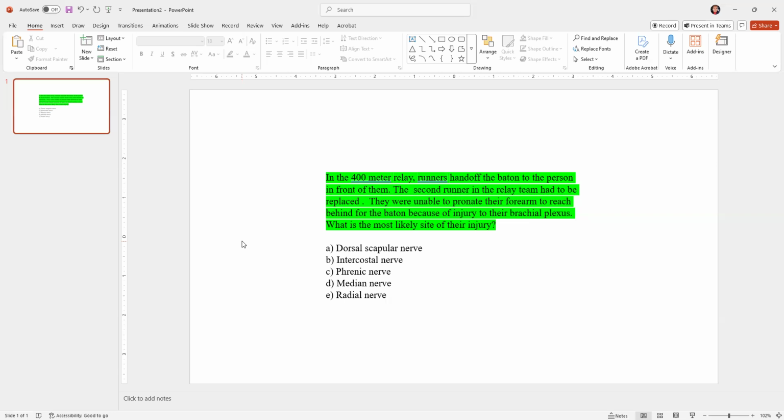E supplies your diaphragm. So that's out. So A, B, and C are out. If you know where pronation is taking place, it's between your radius and your ulna, not in your scapula, not in your diaphragm, not in the intercostal space. So now you're stuck with median and radial. Radial only supplies the extensor aspect of your hand, right? So it's not the radial nerve, it's the median nerve in front here that supplies your compartment.